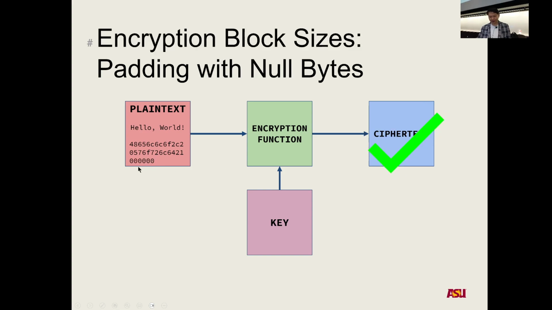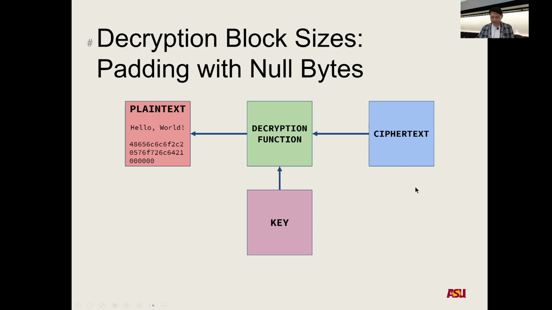So we have to add some padding, 0000. In this case, it will be encrypted and output ciphertext successfully, and also decrypted with the same key. But null bytes will be ignored in the decryption. So sometimes they can be mismatched.